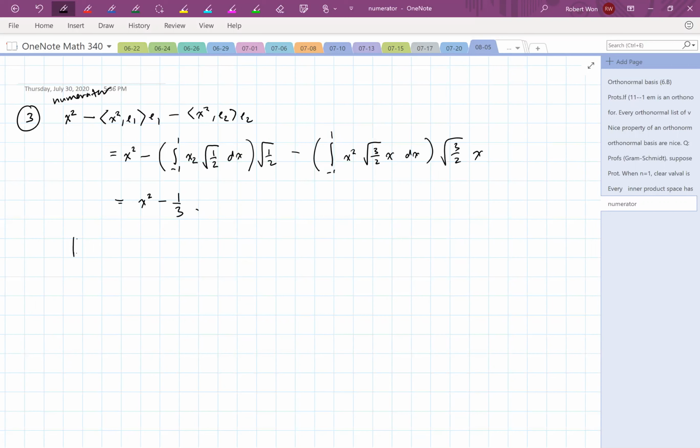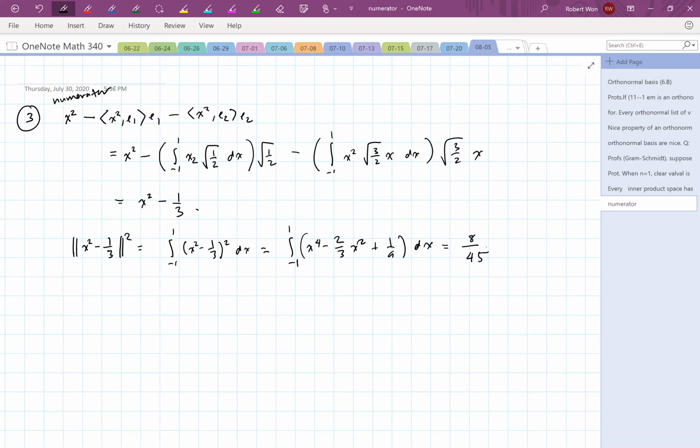I still need to know the norm. Again, the norm squared is the integral from -1 to 1 of x squared minus 1/3, squared, dx. It's the integral from -1 to 1. I'll even do this step for you. x to the 4th minus 2/3 x squared plus 1/9 dx. Which, if you do it, is 8 over 45.